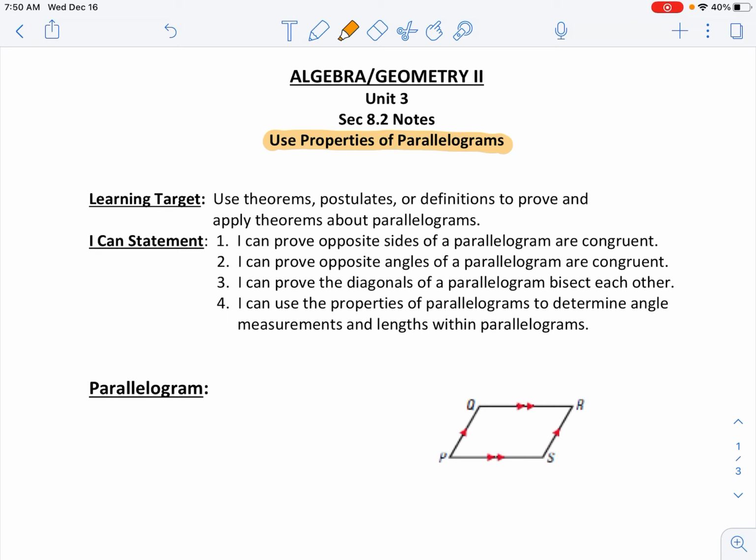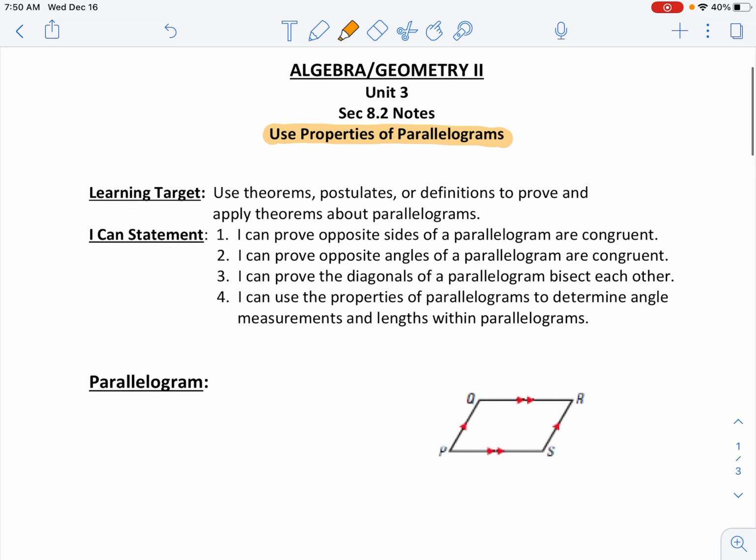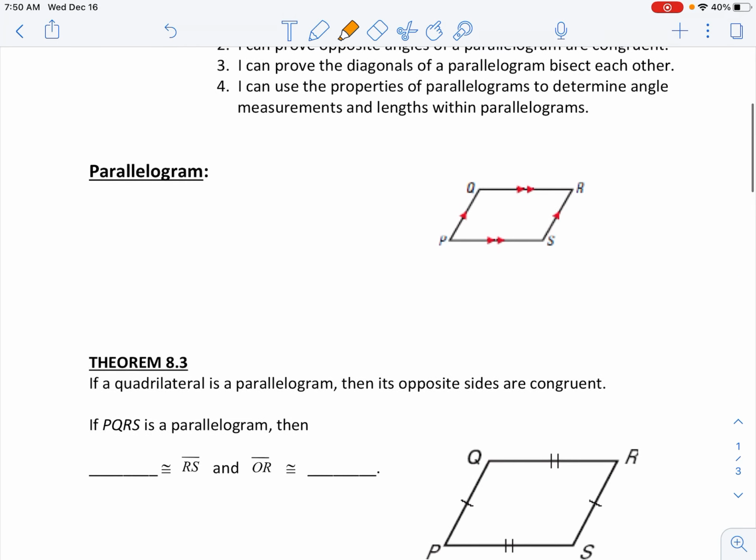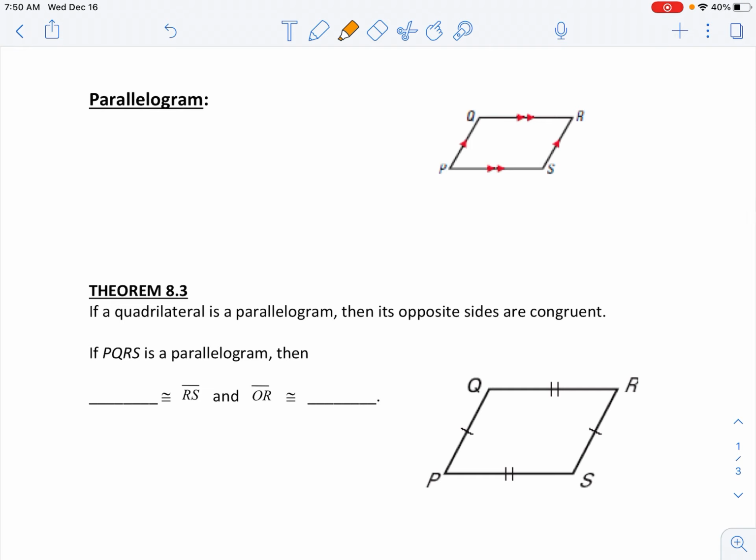As we further discuss this unit, you'll see that there are a lot of different kinds of parallelograms that I'm sure you've heard of, like rectangle, rhombus, square. But today we're just going to be talking about the broad parallelogram. So let's start there: how do we define a parallelogram?